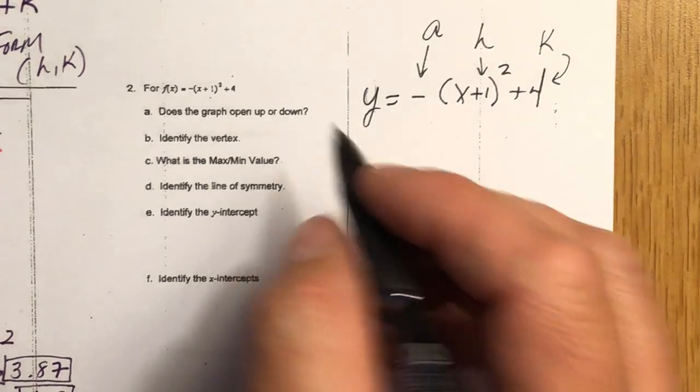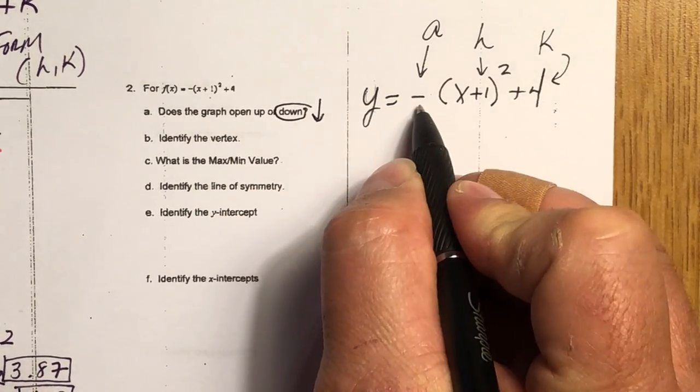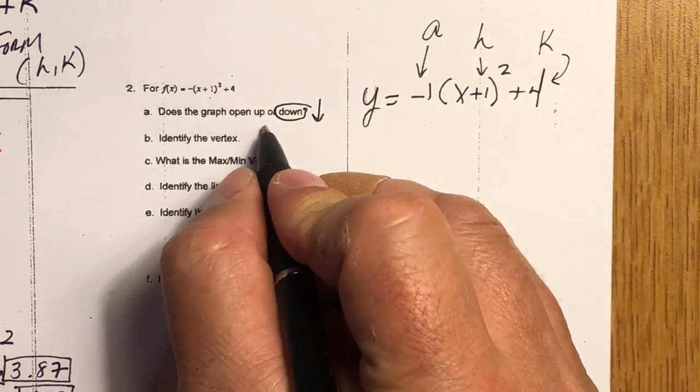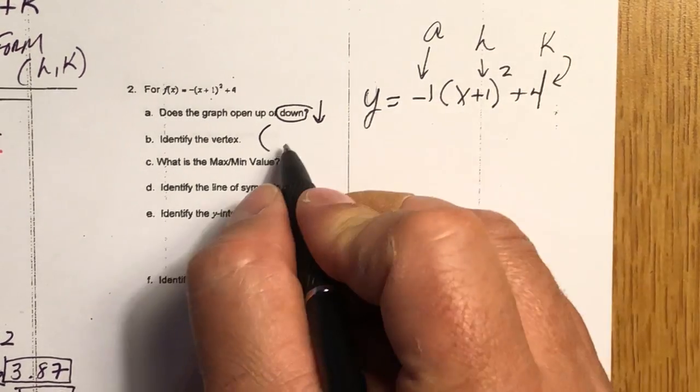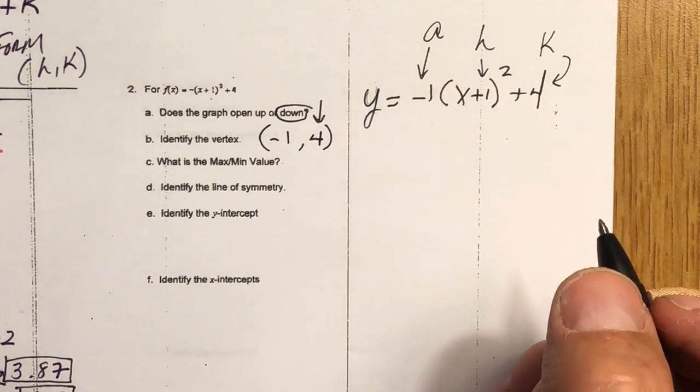Does this graph open up or down? Well, this one opens down because a is -1. Identify the vertex. The vertex is (-1, 4).